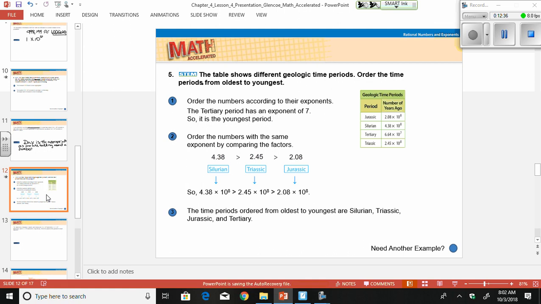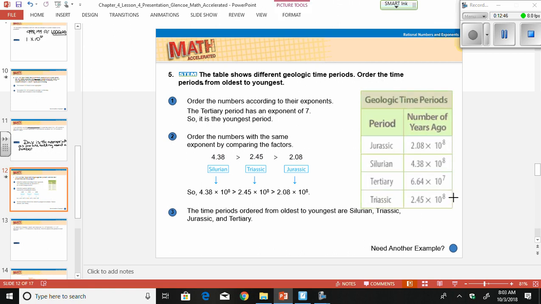The table shows different geologic time periods. Order the time periods from oldest to youngest. So from oldest to youngest, the first thing that I want to look at is my exponent. So my largest exponent is going to be those 8s. After that, it did say from oldest to youngest, so the oldest is the larger exponents.